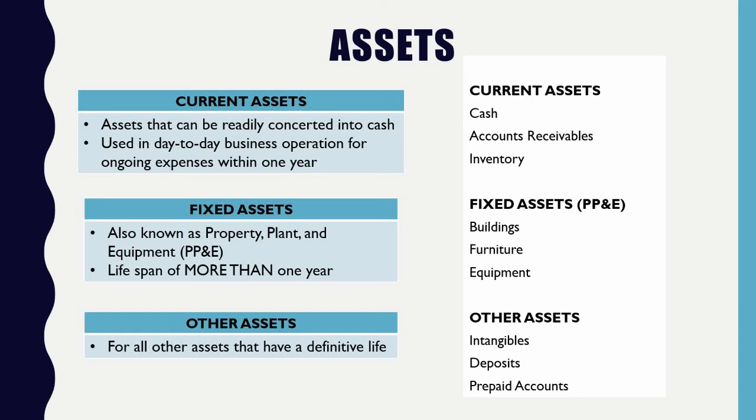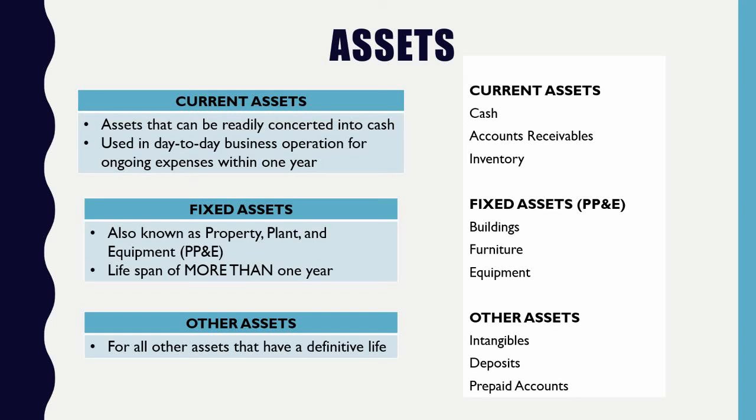Property, rights, anything that you own, whether physical or intangible, whatever it is, as long as you purchased it and it's your property, it's considered an asset. All right. And assets are broken down into three categories. We have current assets, fixed assets, and other assets.